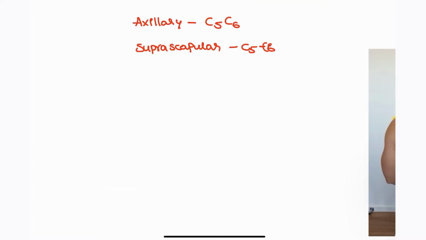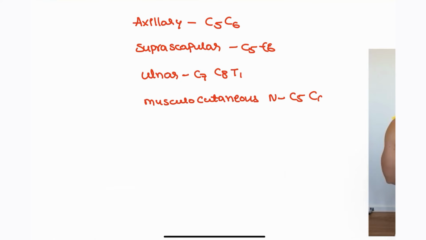Next, the ulnar nerve is supplied by C7, C8 and T1. Next, the musculocutaneous nerve consists of C5, C6 and C7. Next, the long thoracic nerve also consists of C5, C6 and C7.